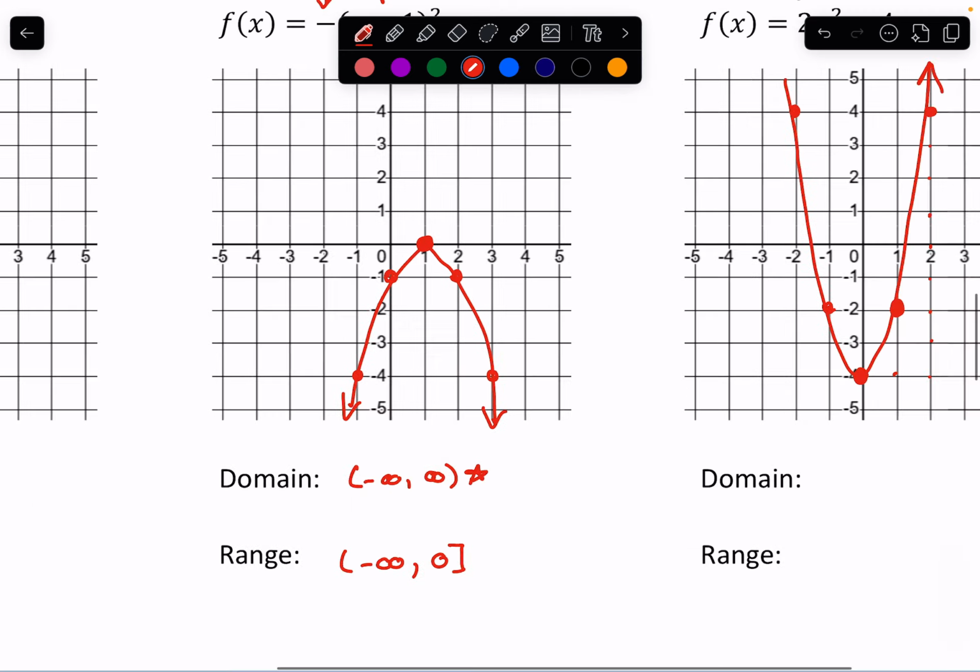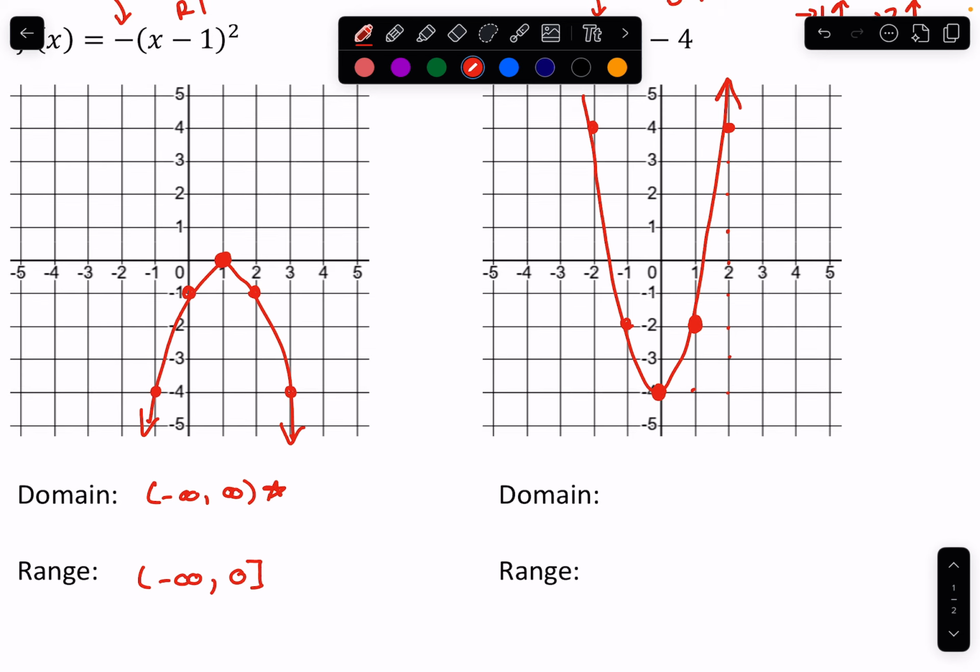Okay, the third one, another parabola, which means my domain is all real numbers. So I'm going to use my fancy R to label the domain. Now the range, up and down, the range goes down to negative 4, but it includes negative 4, so I should use a bracket. So it goes down to negative 4 and it goes up forever.